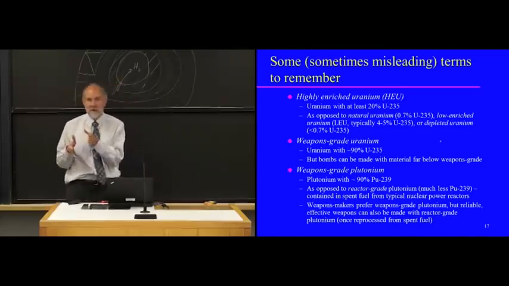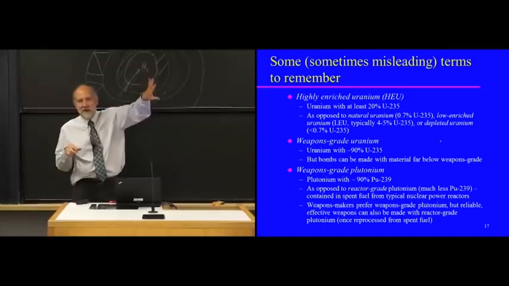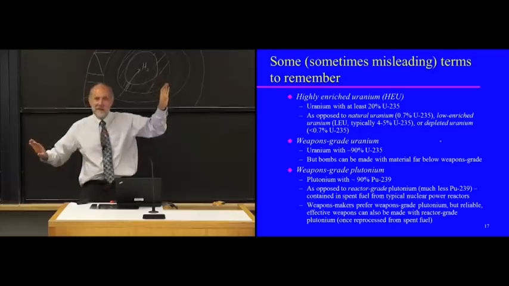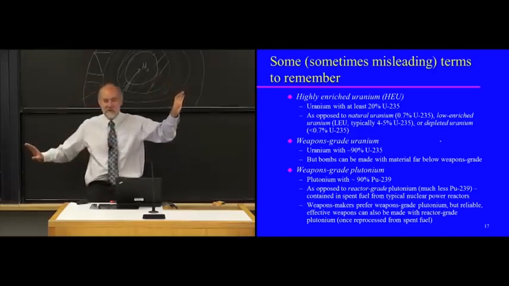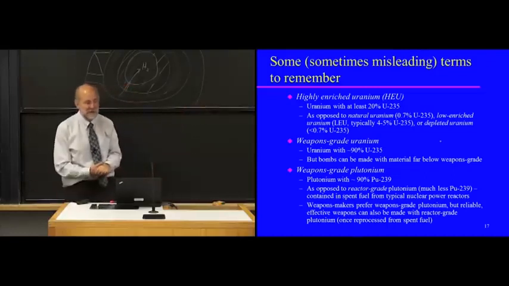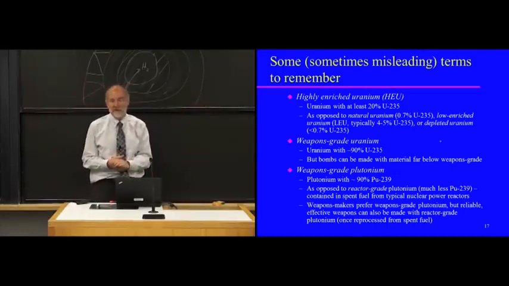Depleted uranium is what you get when you've stripped out some of that U-235 to make highly enriched uranium or low enriched uranium, and then the waste that you've got that's almost all uranium-238 is what's called depleted uranium. So it has less than 0.7% U-235.